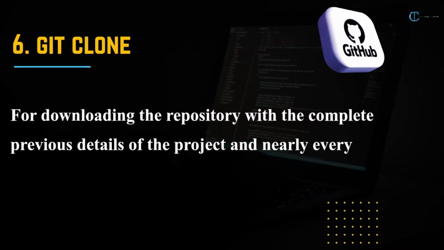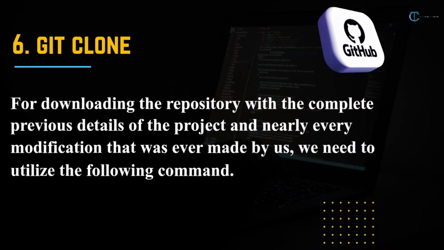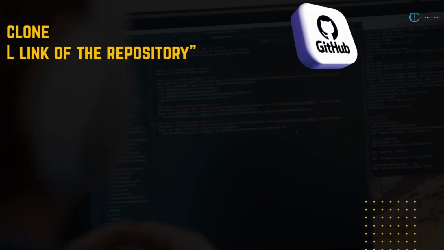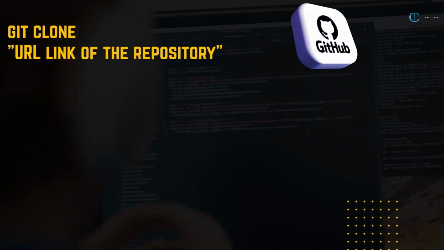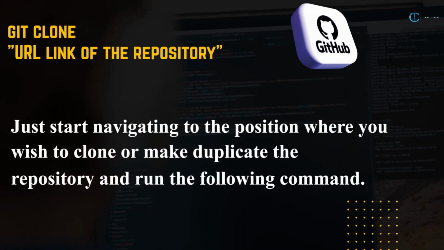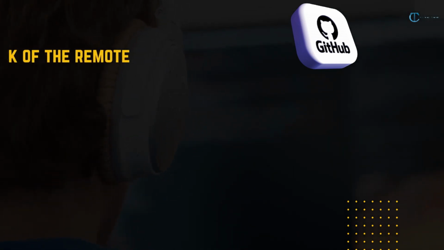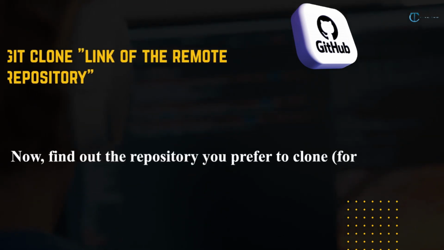For downloading the repository with the complete previous details of the project and nearly every modification that was ever made by us, we need to utilize the following command: git clone URL link of the repository. Just navigate to the position where you wish to clone or duplicate the repository and run the following command: git clone link of the remote repository.